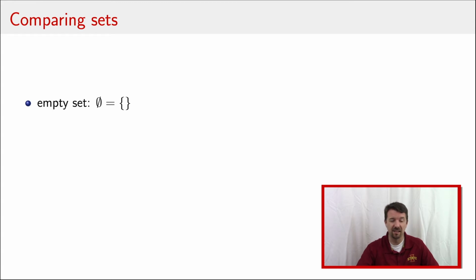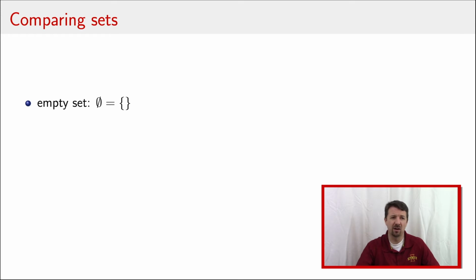The empty set, as you can see here, has curly braces with nothing in between them. That indicates that there are no elements in this set, and that set is called the empty set. The empty set is commonly denoted by a 0 with a slash through it. So the empty set is just a set with no elements in it.